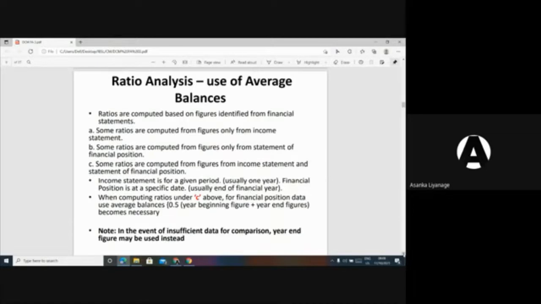Part A: some ratios are computed from figures only from the income statement. When it comes to calculating a particular ratio, you only use figures from the income statement. That is point A. Similarly, point B: some ratios are computed from figures only from the statement of financial position.